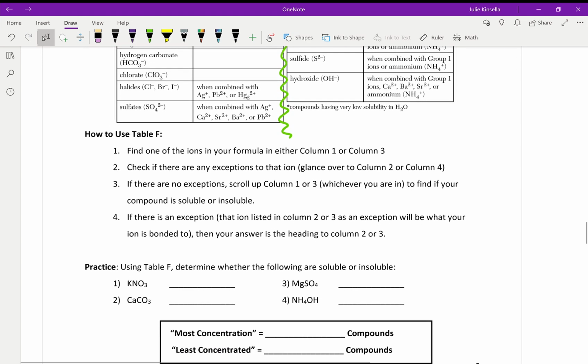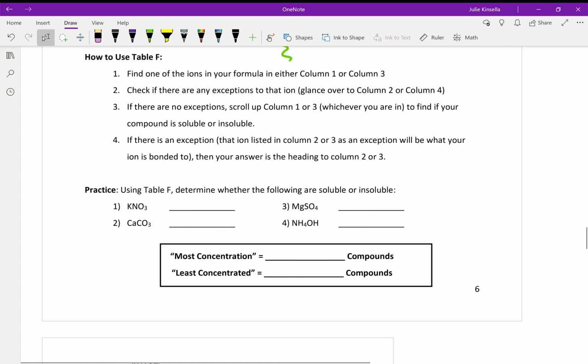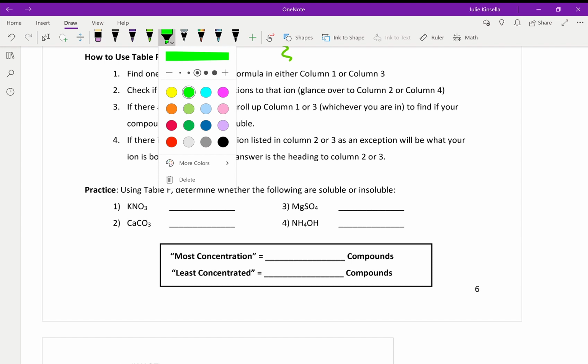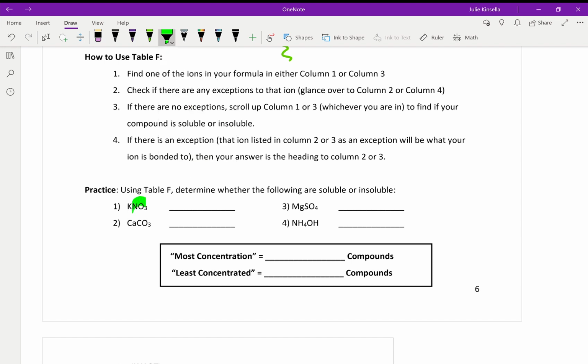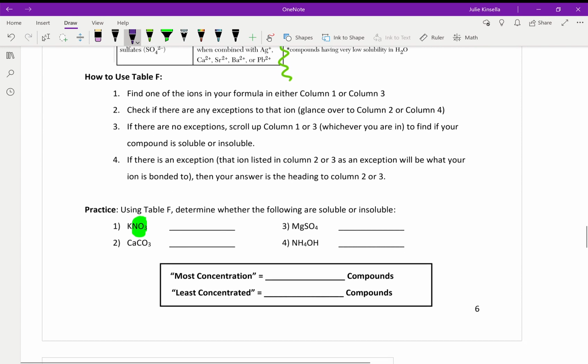So how to use Table F is outlined right there. I'm going to show you a couple of examples, and then you'll do some practice on your own. Using Table F, determine whether the following are soluble or insoluble. The first one is potassium nitrate. Usually focus on the negative ion first, so we focus on the NO3 part. I find NO3 right here. Nitrate is normally soluble. There are no exceptions, so it's going to stay soluble.